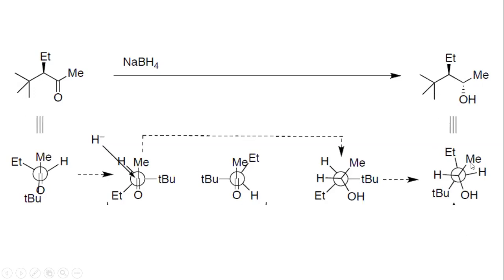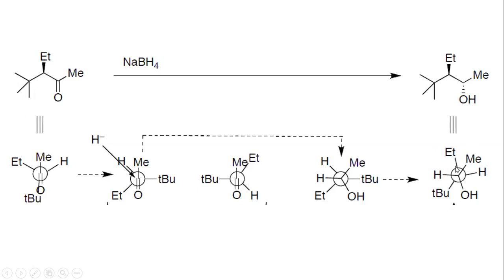And as these are anti to each other, then you can write these two in one plane, above the plane or below the plane, and these two can be above the plane or below the plane. Now look at the starting point. Ethyl is above the plane. So the hydrogen which is present on the front carbon also must be above the plane.